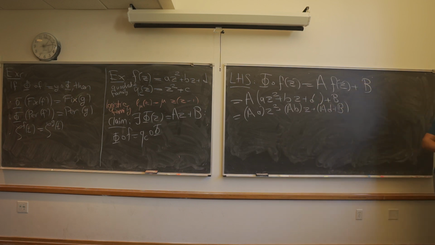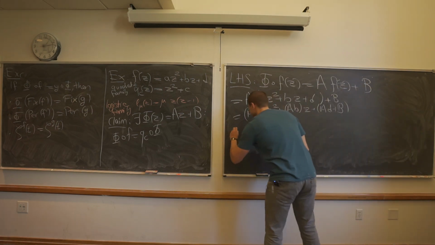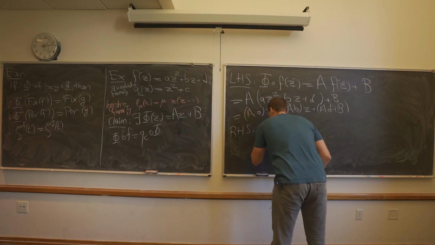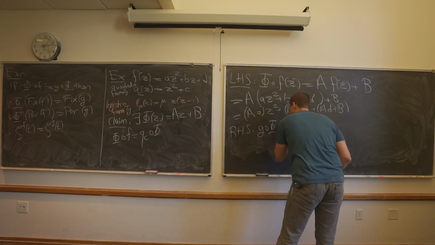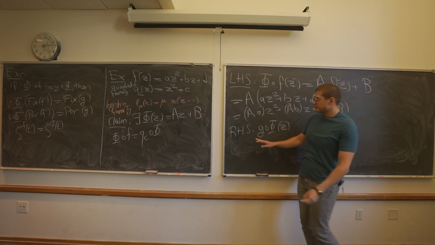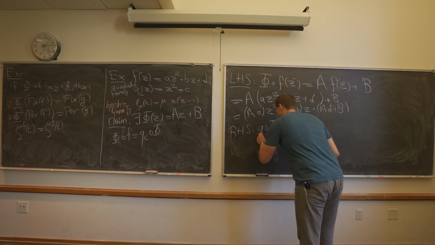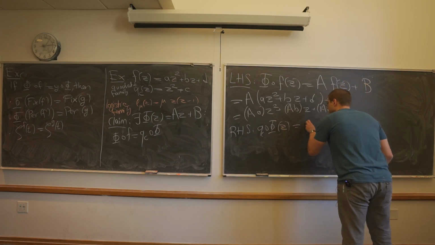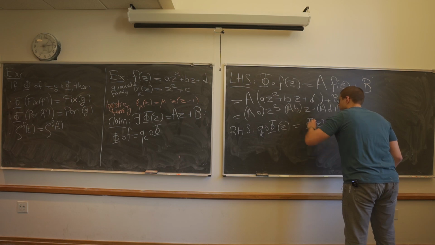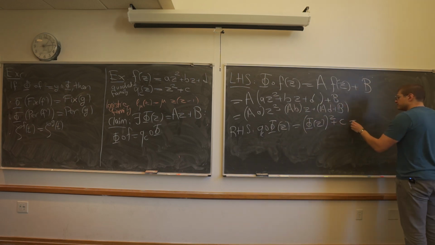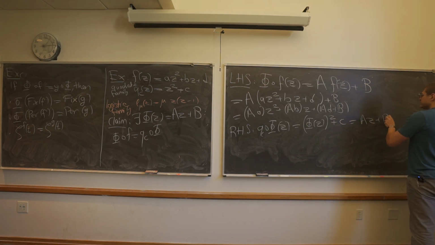So that's the left-hand side of the equation. The right-hand side of the equation is G composed with phi. So what is this? This I can open, oh, I guess this should be Q. So this is this squared plus C. And then opening this up, I have AZ plus B squared plus C.